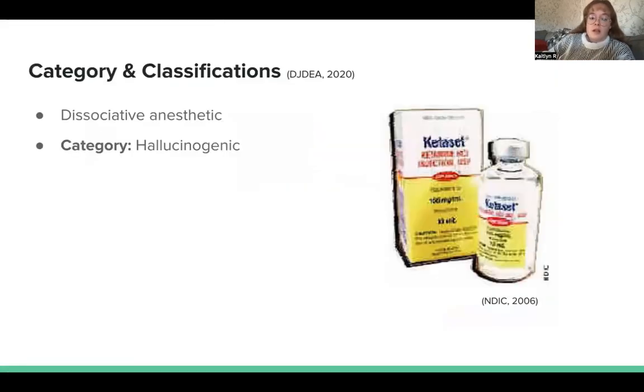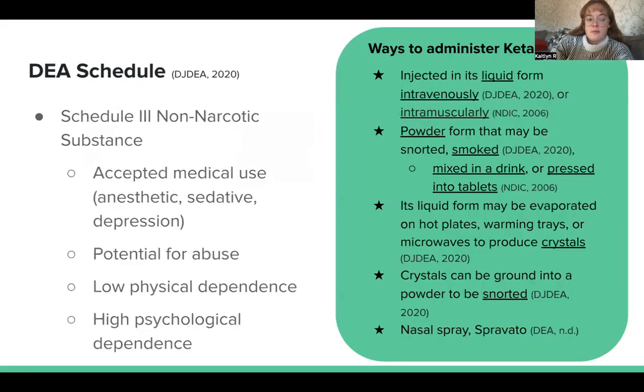So, category and classification of ketamine: it is a dissociative anesthetic and it's categorized as a hallucinogenic. The DEA schedule, it is classified as a Schedule 3 non-narcotic substance.